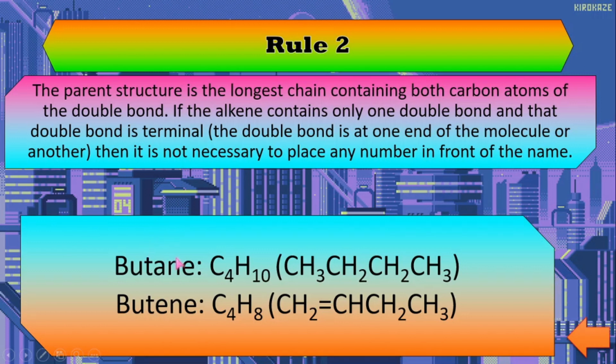For example, butane, or C4H10. Its molecular formula is CH3CH2CH2CH3. When it becomes an alkene, the name changes into butene, C4H8. Its molecular formula is CH2 double bonded with CH, CH2CH3.